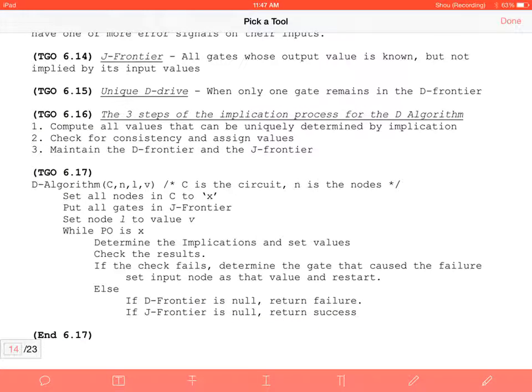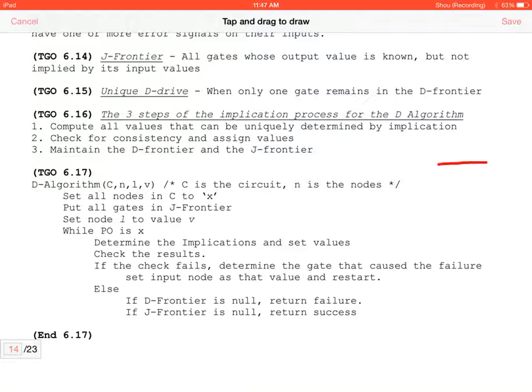And so the D algorithm, we're kind of using these justify and propagate values. So we have our circuit, we have our set of nodes, we have our stuck at node, and we have our stuck at value. Initially we're going to set all the other nodes to X, and we're going to put all the gates in the J frontier. So we don't know if the gates are implied by the logic values. So we're going to set node to the value.